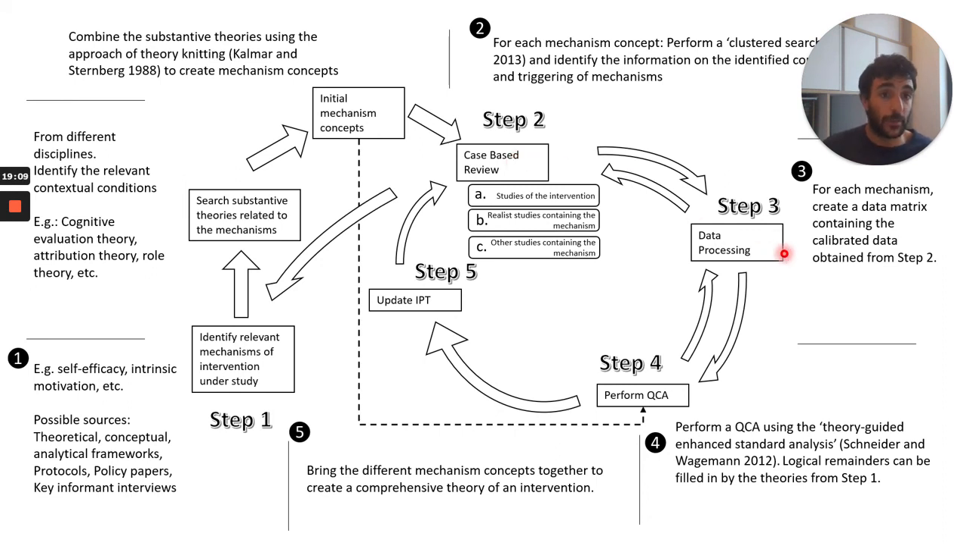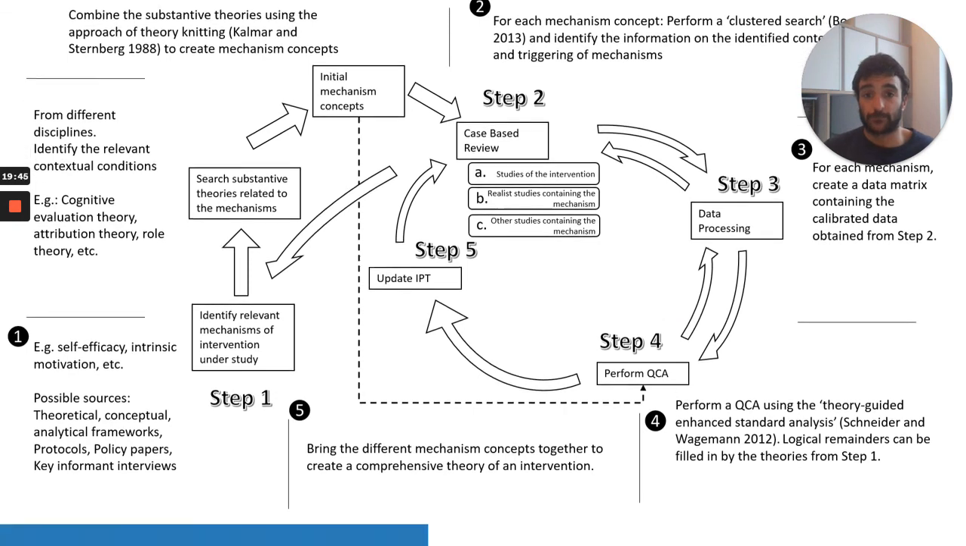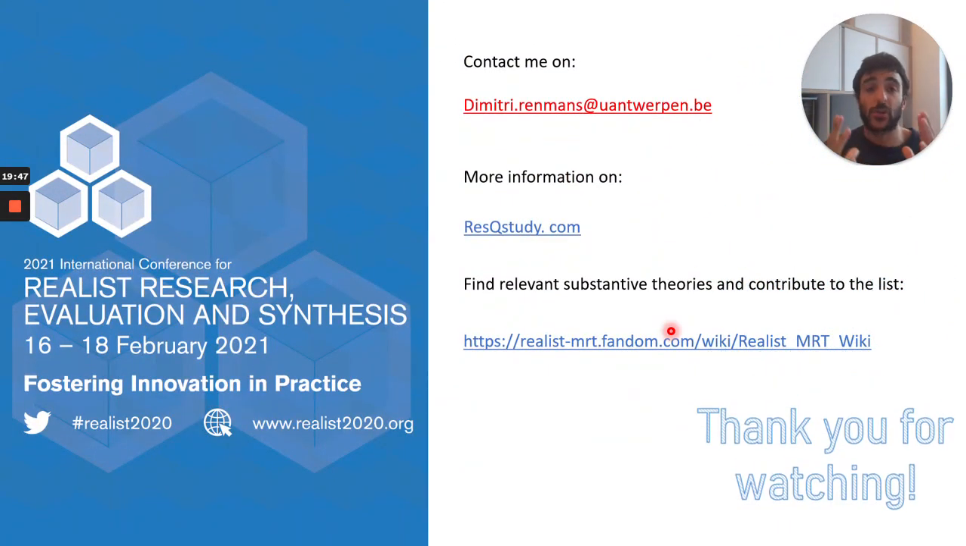Now in the third step, we create a data matrix which contains the set scores of these different conditions, after which we perform in step 4 a qualitative comparative analysis using the enhanced standard analysis. This will give us a solution term which then will be used to update the initial mechanism concept or the initial program theory. And so here we see a circle, and indeed it is a continuous cyclical process where we continuously update, and in different rounds we strengthen and we refine our mechanism concept, our theories around mechanisms. And so this was very quickly the description or the explanation of the rescue approach.